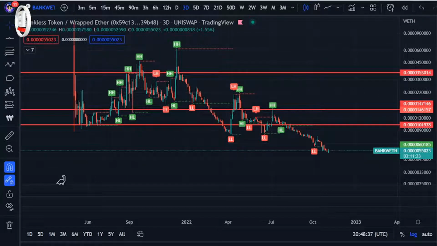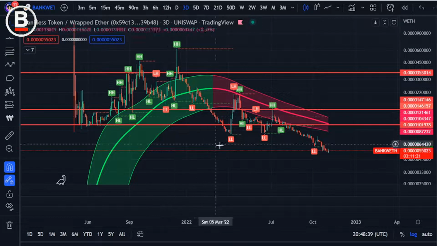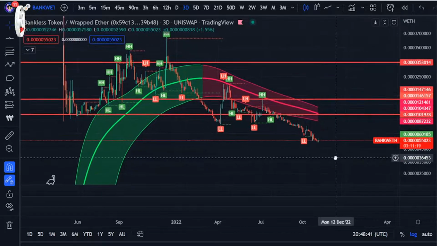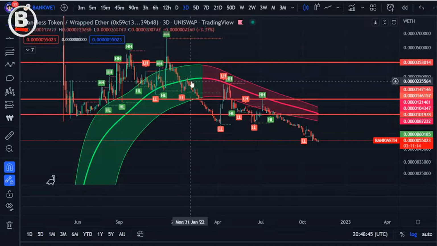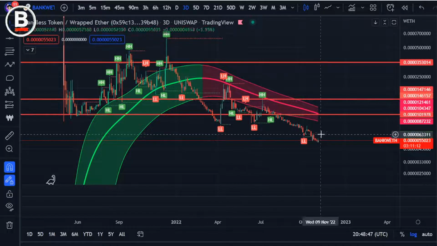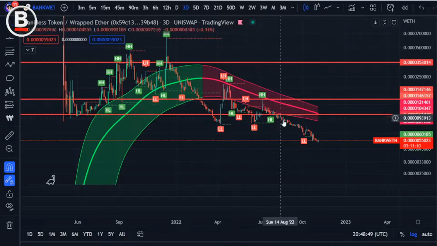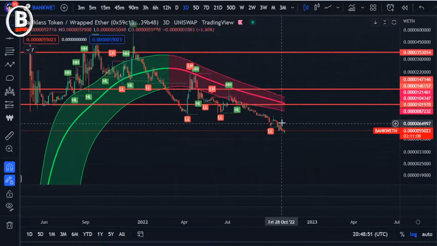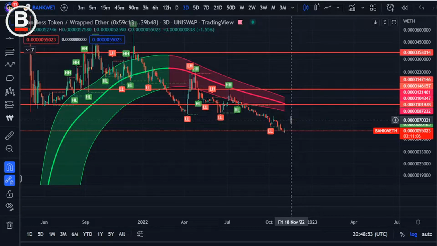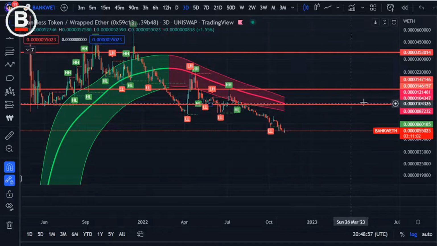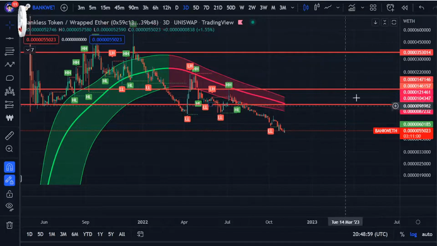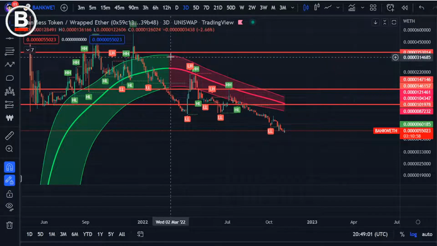Another nice graphic that I like is called the Gaussian channel. You see when we're above the green, it's good. When we're below the green, it's red. And so fundamentally, we want to get up into the red channel. We want to get through it. We want the red channel to turn green and the trend will change.